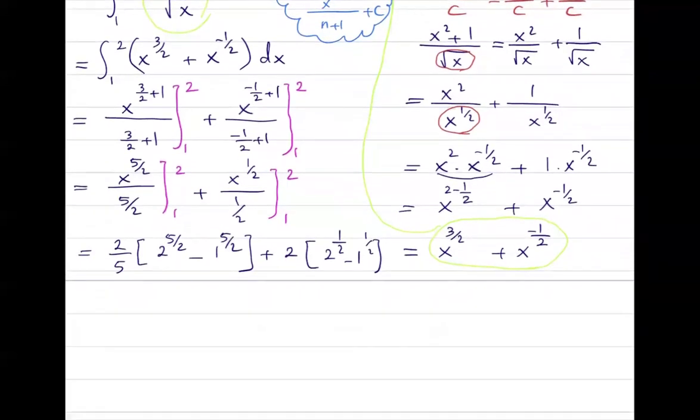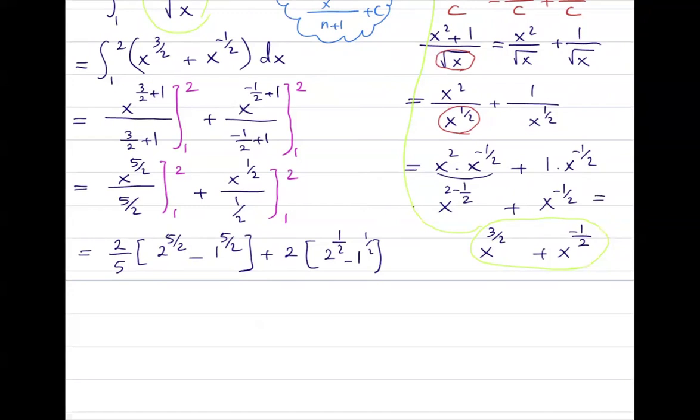Okay, let me move this a little bit here, so you don't get confused by this equality. This equality belongs to this guy up here. It has nothing to do with what we did here. Okay. So you can write it as 2/5, and this guy is just the square root of 2 to the 5th minus 1 plus 2 times square root of 2 minus 1.